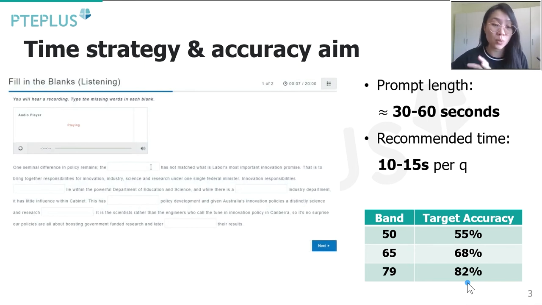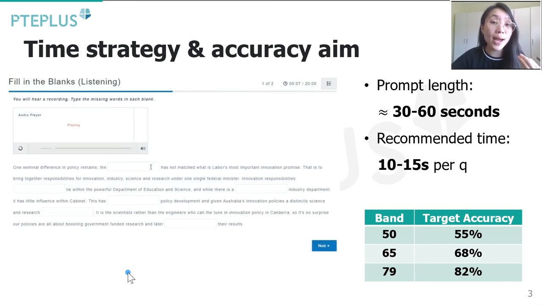So all the listening question types, the average is 82%. Okay, so that's the emphasis, right? Your average accuracy across all the question types. So therefore, the higher your accuracy on the question types that are worth more, such as fill in the blanks, summarize spoken text, write from dictation, and highlight incorrect words.